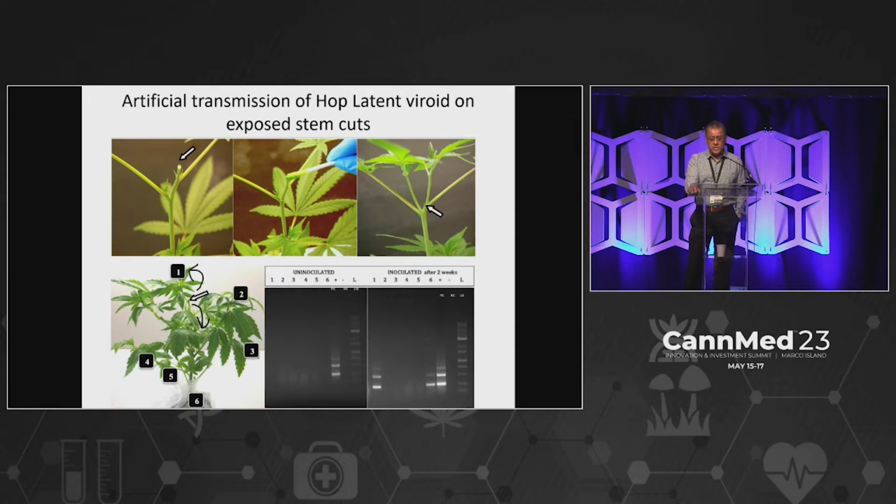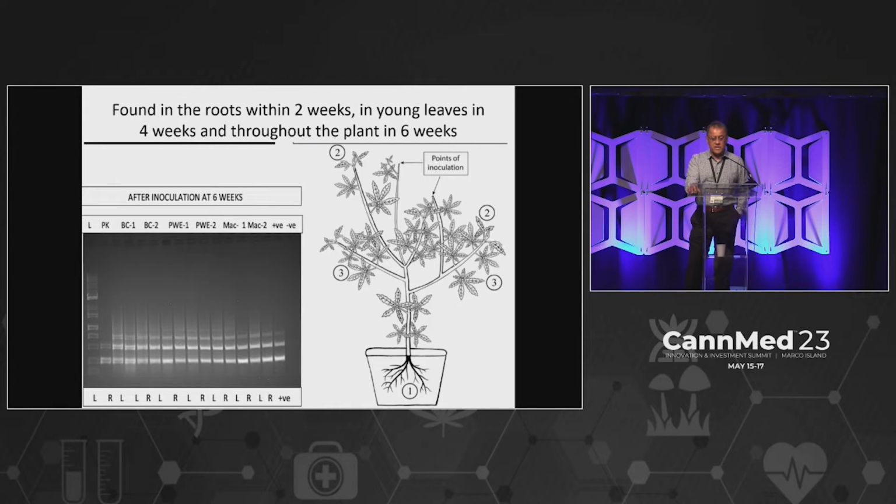So here's an experiment we did where we artificially introduced the Hop Latent Viroid using a Q-tip that was dipped in infected sap. And the lower panel shows you that after you've introduced the viroid, within 2 weeks, it can be detected, first of all, in the roots. It moves from the upper stem into the roots within a period of about 2 weeks. And then when you come back and revisit that plant at 4 weeks and 6 weeks, what you find eventually is that the entire plant is infected.